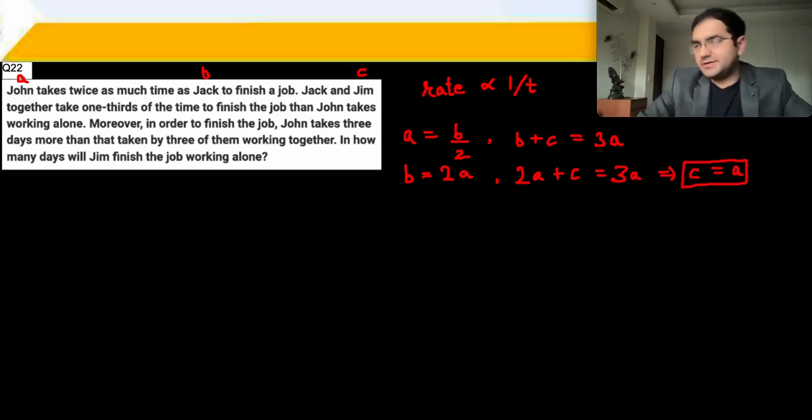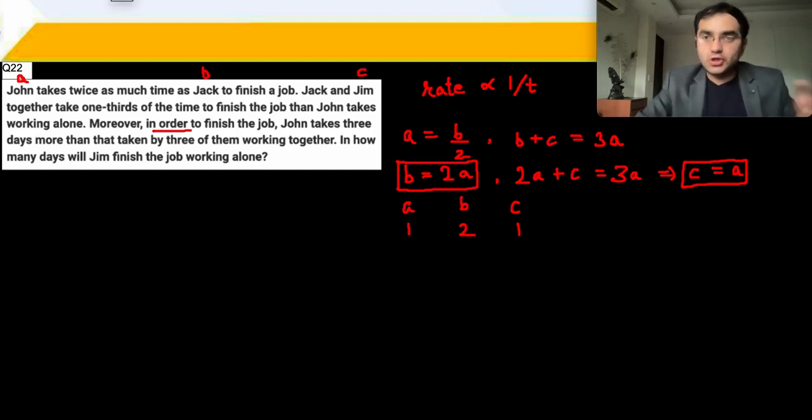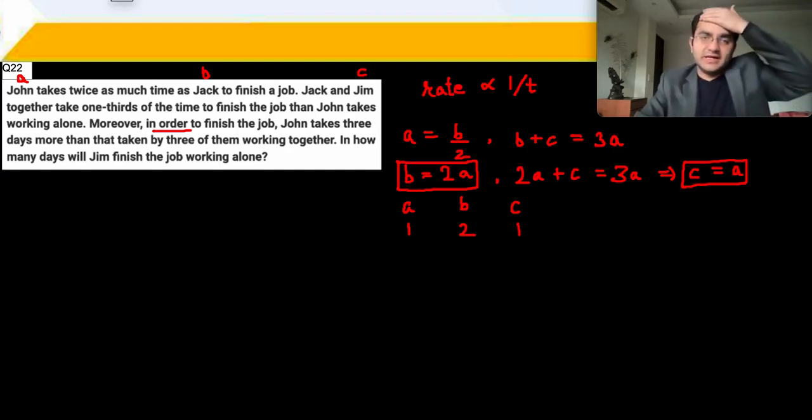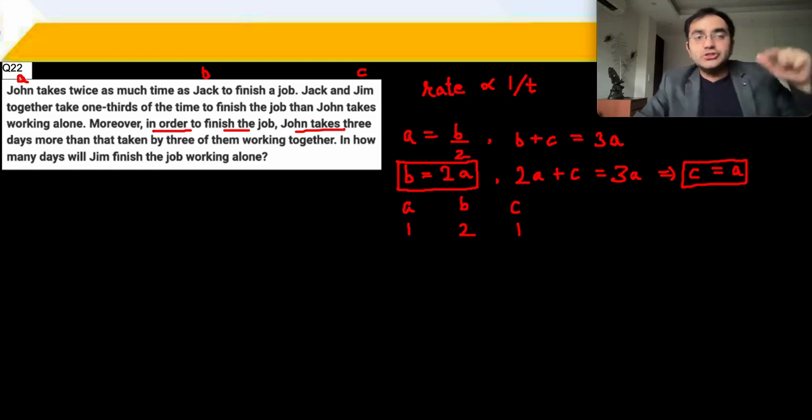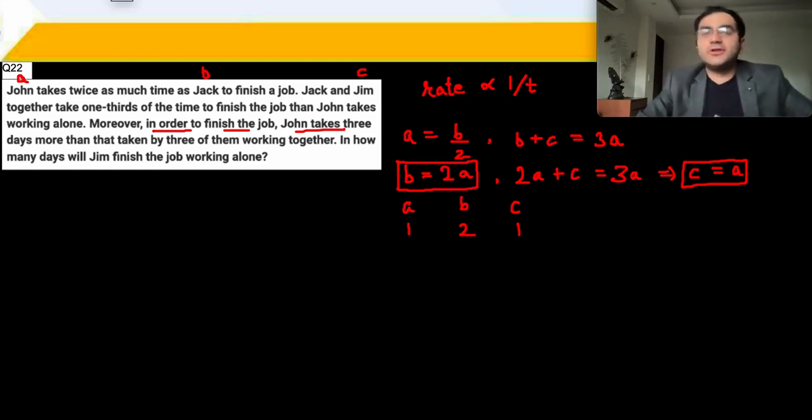Okay, result. Now let me take some values for A, B and C. Let's say if A is 1, then C also becomes 1, and B is equal to 2A, so B becomes 2. Now we close the question. In order to finish the job, there is a certain work that has to be done. John takes 3 days more than that taken by all three of them working together.